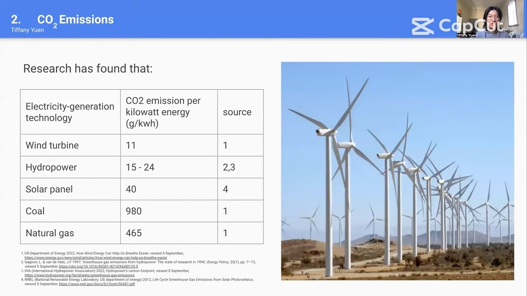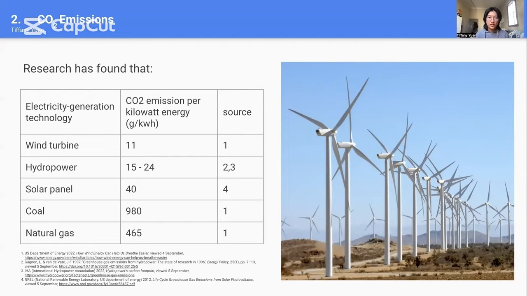Research by the US Department of Energy has looked into the greenhouse gas emissions by different power generating technologies, and they found that for per kilowatt of energy, wind power produces around 11 grams of CO2. In contrast, fossil fuels such as coal and natural gas produce around 980 grams and 465 grams of CO2 respectively. This made coal's carbon footprint approximately 90 times greater than wind power and gas 40 times greater. Therefore, it is apparent that wind power is a cleaner energy source compared to fossil fuels.